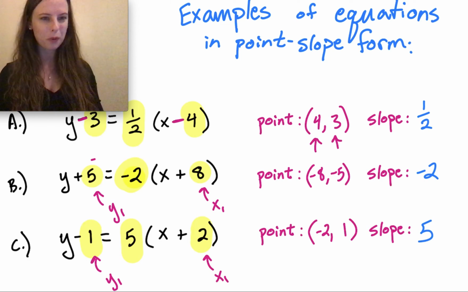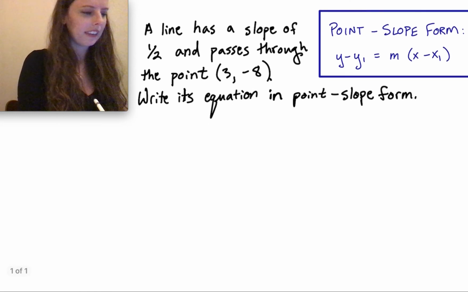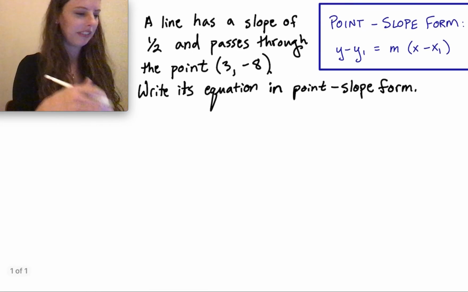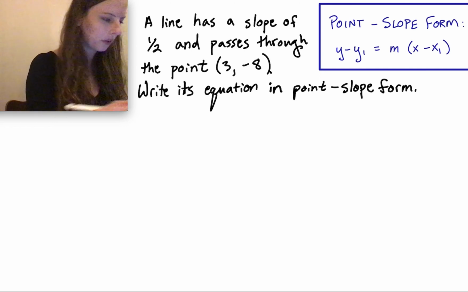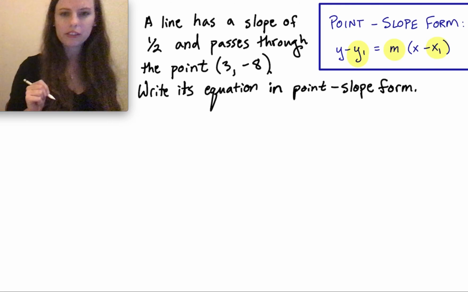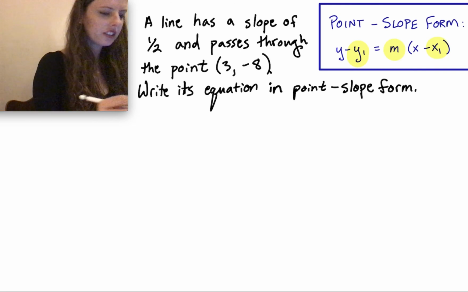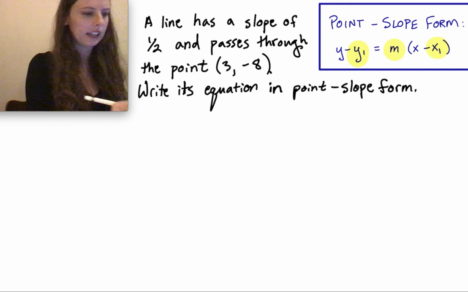So let's do one more quick example, and then we'll be on our way. So a line has a slope of 1/2 and passes through the point 3, -8. Write its equation in point-slope form. So again, we're plugging in 3 different values here. So let's just start by rewriting everything that's going to stay put in the form.